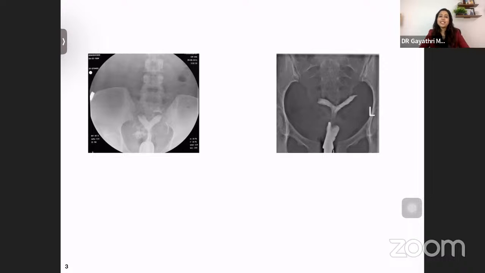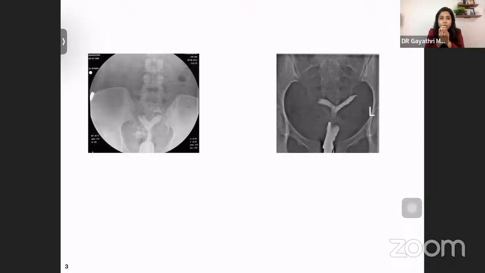All right, okay. Let me explain how to differentiate between a septate and a bicornuate uterus. In septate uterus, as you see here, if you look at both the cavities which are seen here, they are closer together.